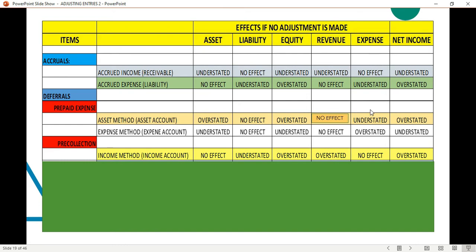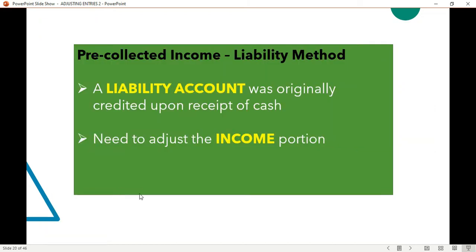Then no effect to expense. And then what happened to your net income? You have an overstated revenue, then with the correct amount of expense, still your net income will be overstated. Close your overstated income to your equity, so in effect, your equity also will be overstated. Okay, so that's the income method.